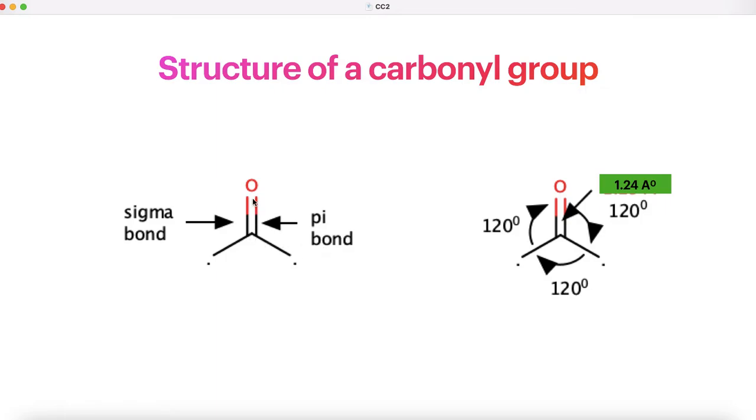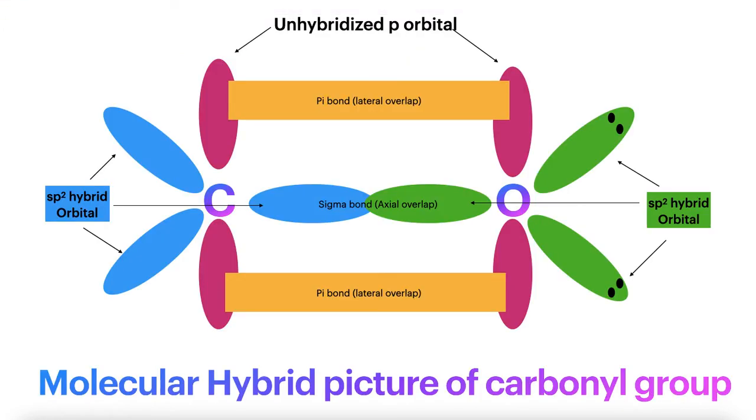Both carbon and oxygen undergo sp2 hybridization. So all the atoms or groups attached to the carbonyl carbon and oxygen are in the same plane. The angle between any two atoms or groups is about 120 degrees, while the bond length between carbon and oxygen is about 1.24 angstrom units.